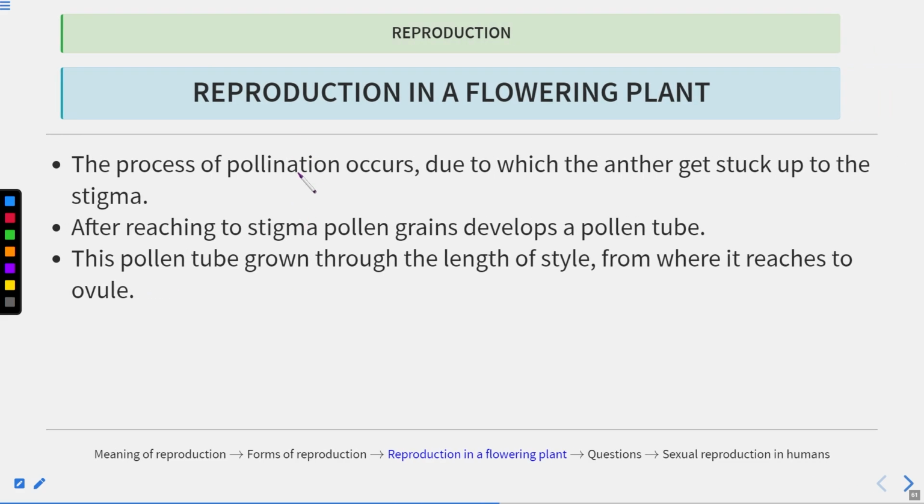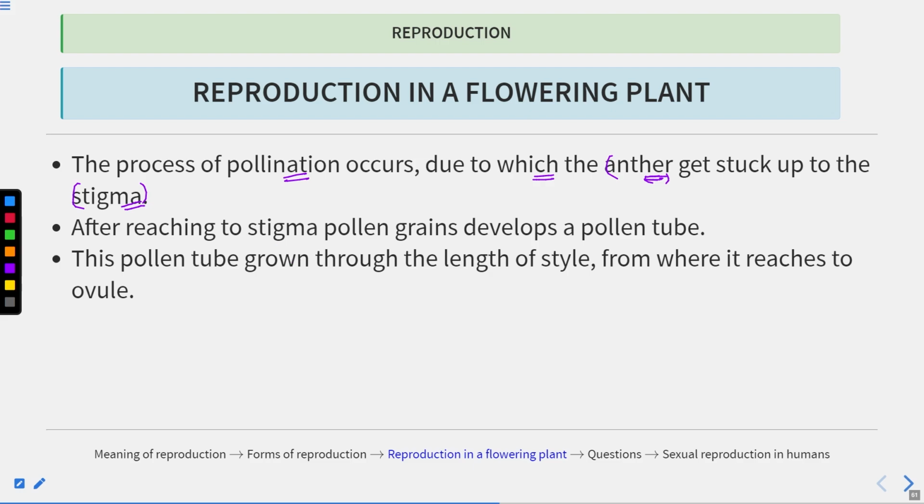Now let's talk about this. The process of pollination occurs when the anther gets stuck up to the stigma. Here the anther gets stuck up with the stigma. So this is how pollination takes place. If the anther gets stuck up with the stigma, then what will happen? It will release the pollen grains. So this should happen during self-pollination, anther getting stuck up with the stigma.